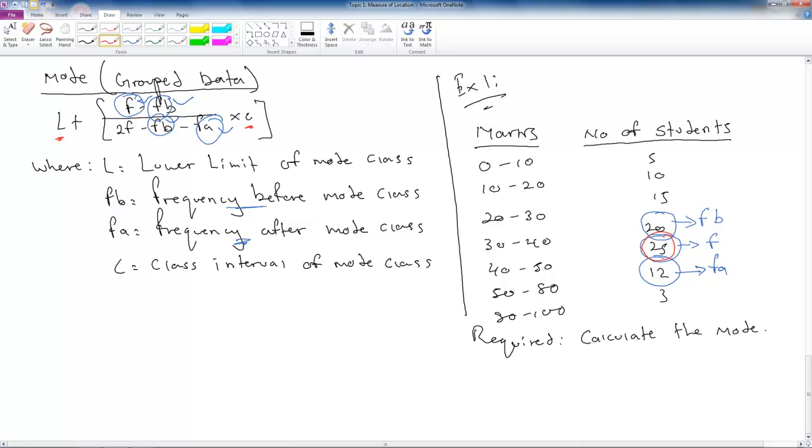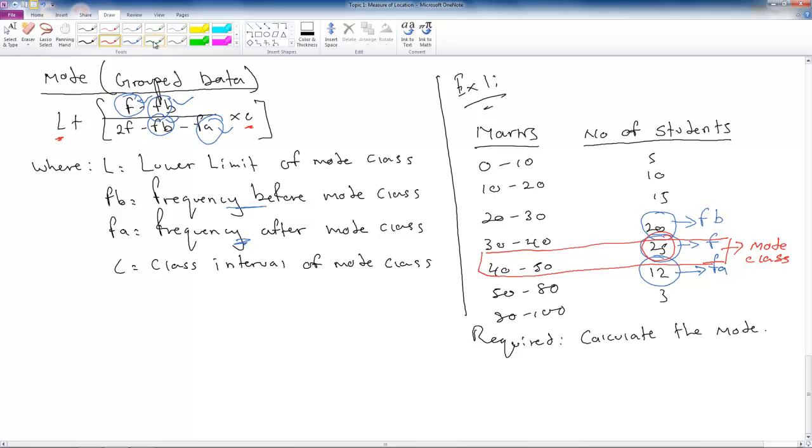So this whole thing will become your mode class. When you choose the highest frequency, this whole row will become your mode class.